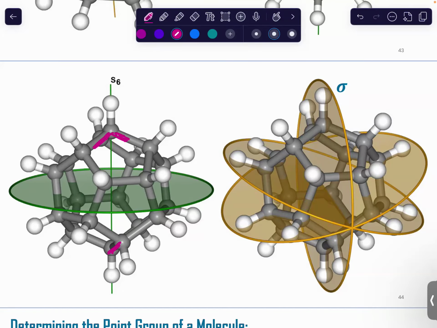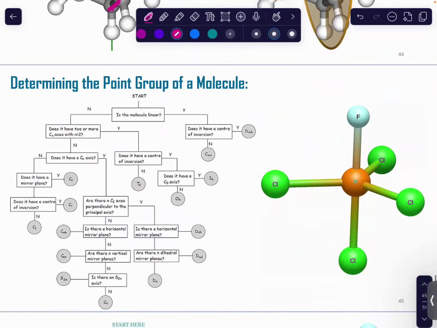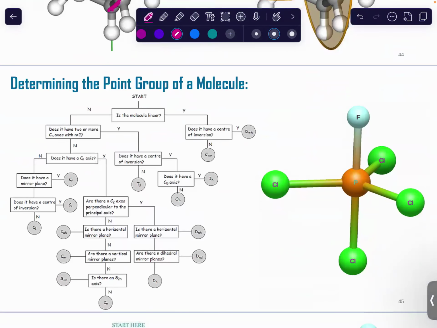So what we're going to do next, point group determination. I've given you two of these. I kind of like this flow chart, but I also gave you the one from the book. You can use both of them. I want you to take a few minutes and see if you can tell me what point group this is. Okay. Is the molecule linear?